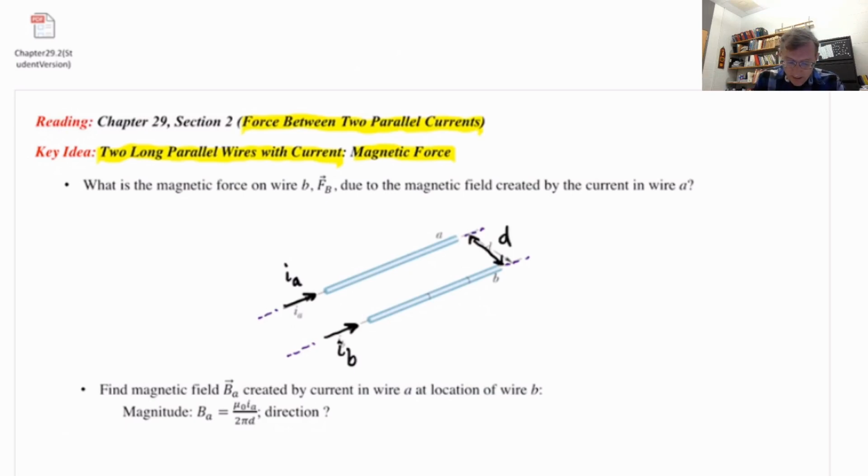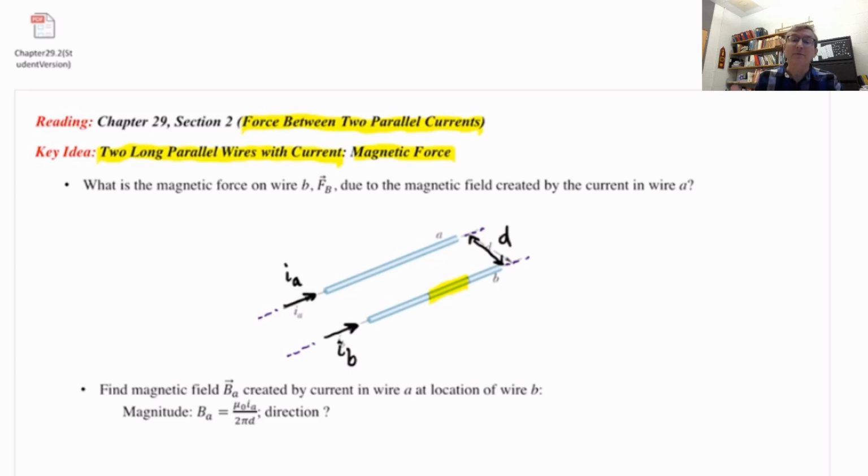Our task is going to be to take a certain length of one of the wires, like right through there, and calculate the magnetic force on that length. How is that going to happen? Well, it's because of the following. Wire B is, of course, immersed in a magnetic field created by the current in wire A. We now know that current creates magnetic field. Wire A carries current, so wire A creates magnetic field everywhere. Wire B is immersed in the magnetic field of wire A.